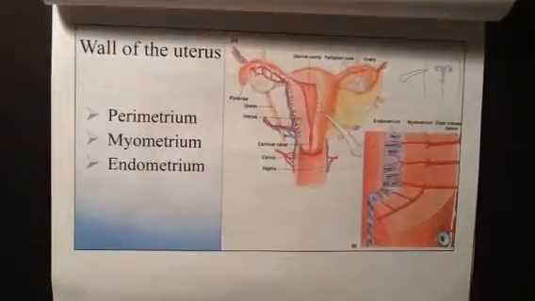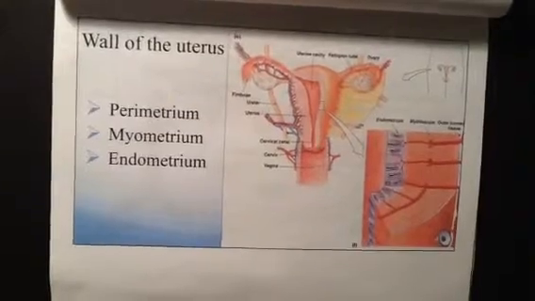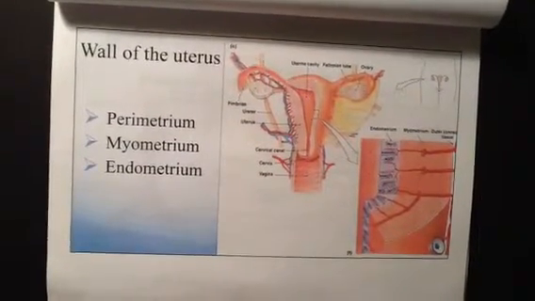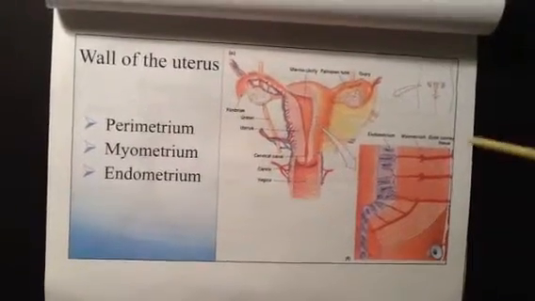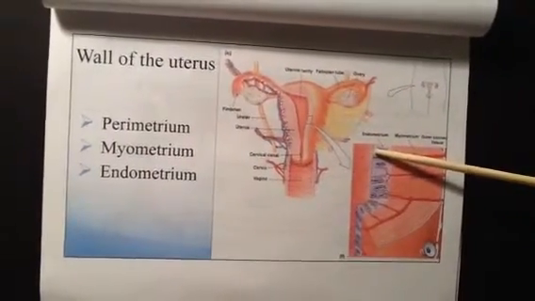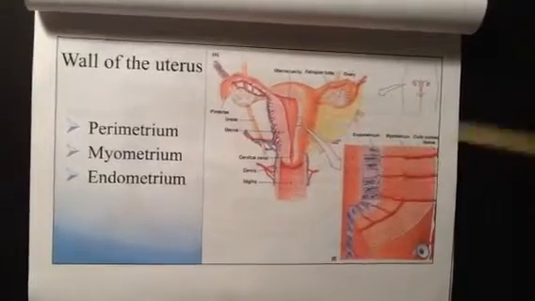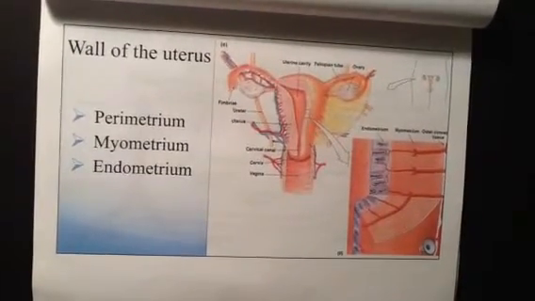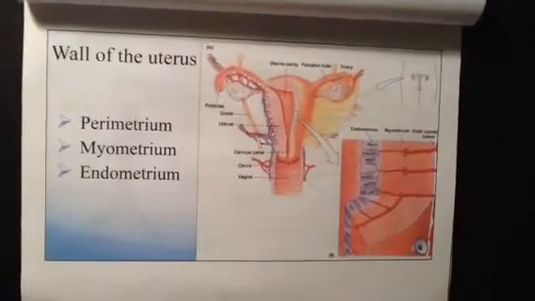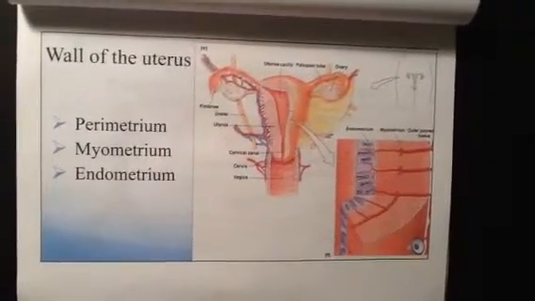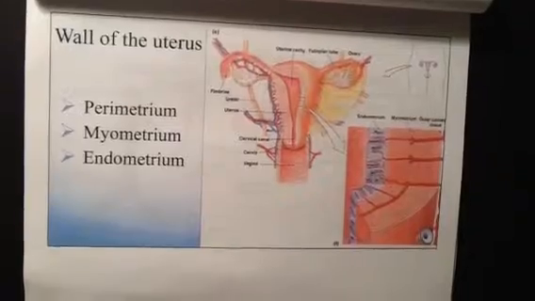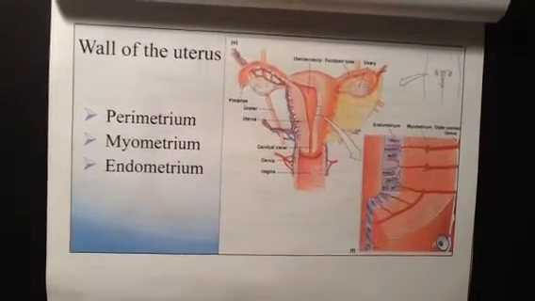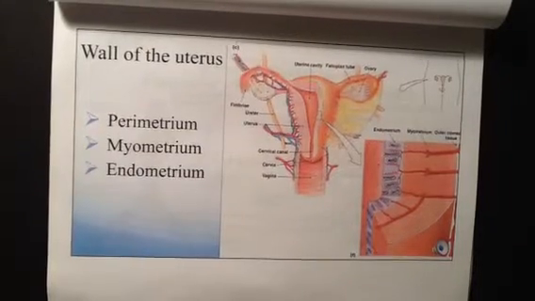The wall of the uterus consists of 3 tissue layers. The inner layer, the endometrium, is the most active layer, a highly vascular layer. The endometrium is divided into 2 layers: the stratum functionalis, the functional layer.